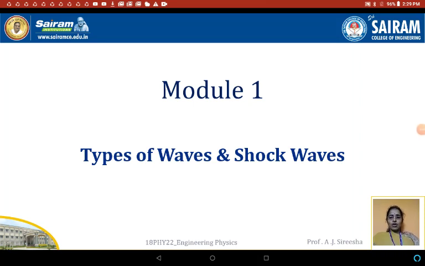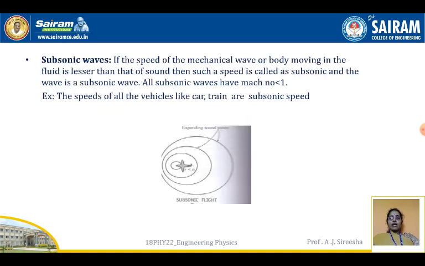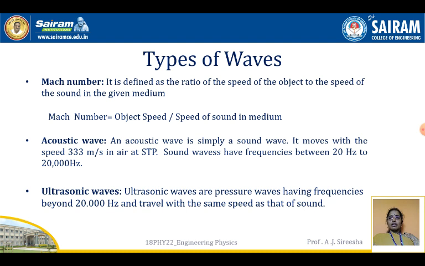Now, today we are going to start with the types of waves and shock waves. Before going to the details of the types of waves, we start with the Mach number. Mach number is defined as a ratio of the speed of the object to the speed of the sound in the given medium. That is, object speed divided by the speed of the sound in the medium.